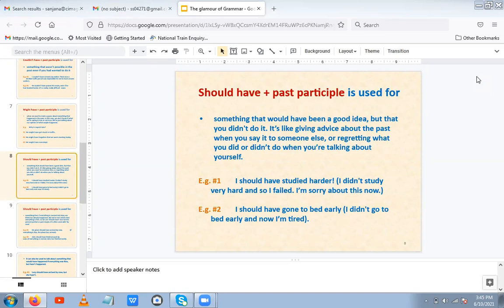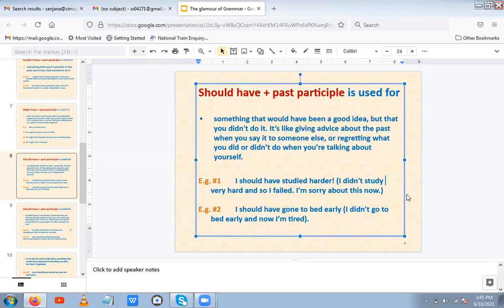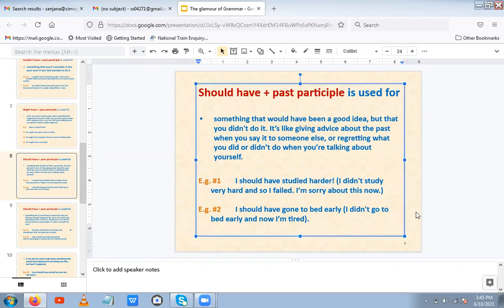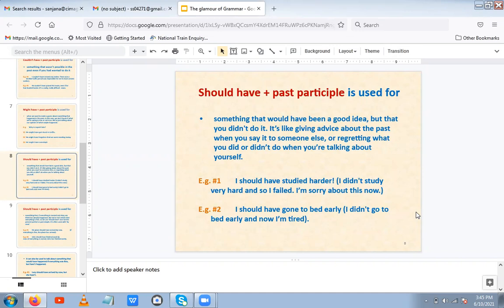For example two, I should have gone to bed early. I didn't go to bed early, and now I'm tired. So here the explanation is already given. Like I should have studied harder, something which I should have done. You are advising: You should have woken me up. You should have told me that you wanted to go to the movie. You should have gone to the market. If you were so hungry, you should have ordered food. Right? So something which was a good idea, but it did not really happen. The good idea did not click because the action was not taken.